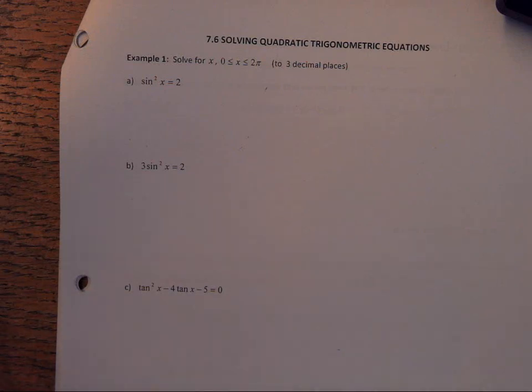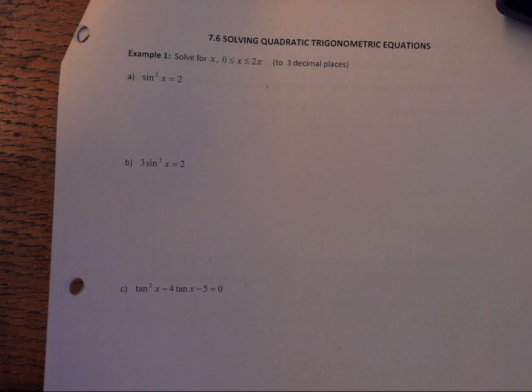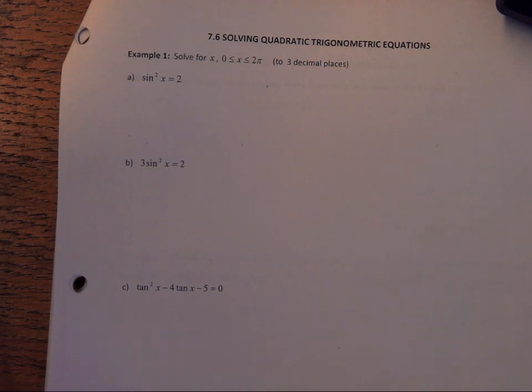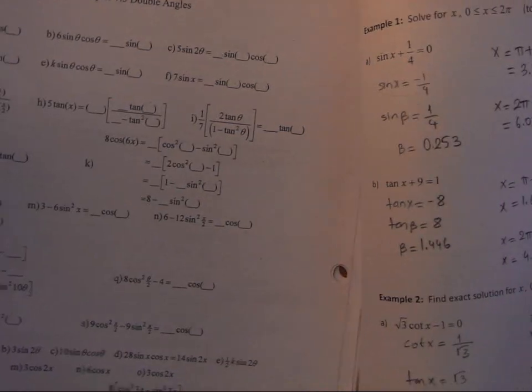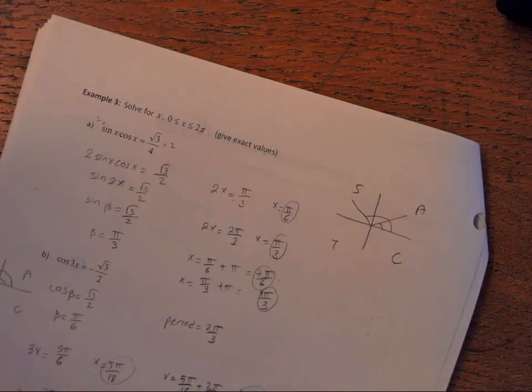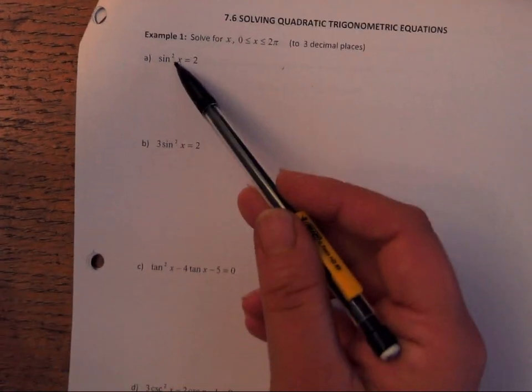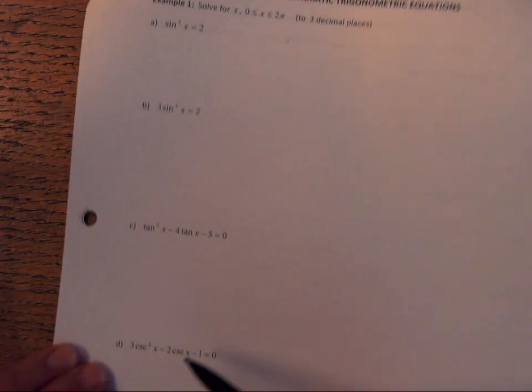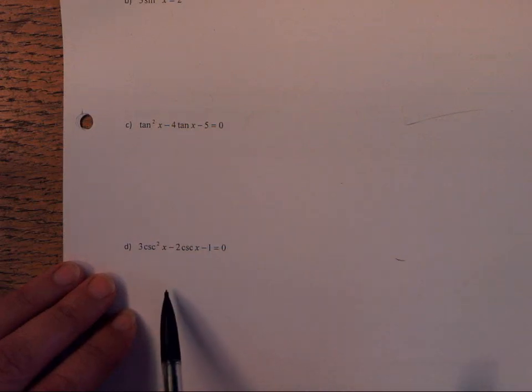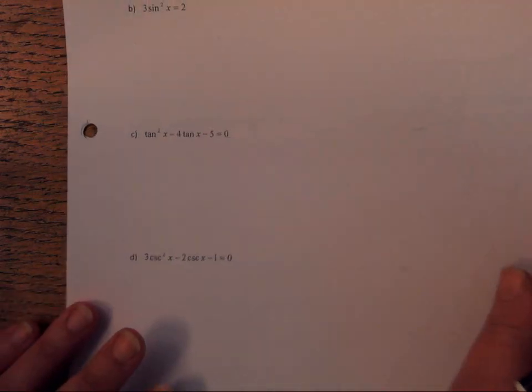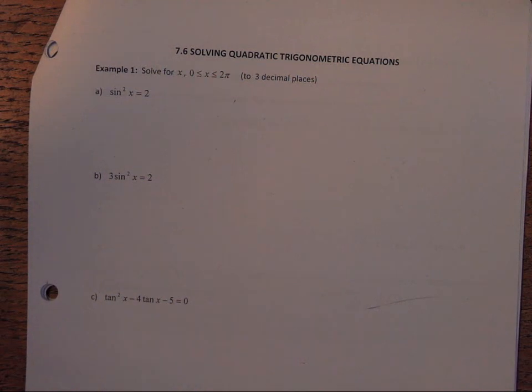Okay, solving quadratic trigonometric equations. So what is the difference between linear trigonometric equations and quadratic trigonometric equations? When we look at these questions, sine x and cos x have a power of 1. But when you look at these equations now, you see sine square, tangent square, cosecant square. So these are going to be a little bit different.